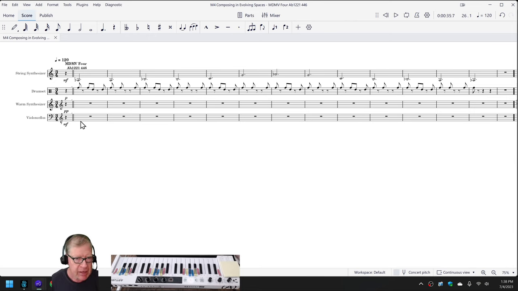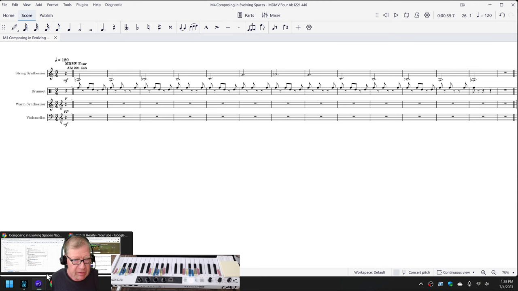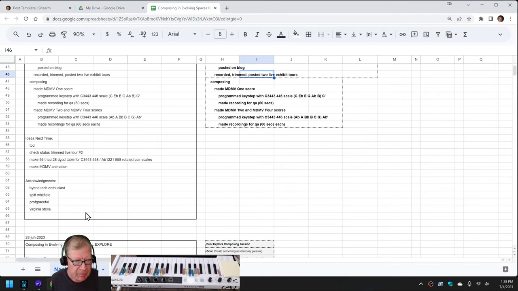We also ended up changing the ranges and the instrumentation, but we are very pleased with both of these. So our ideas for next time, well, we have a bunch of ideas for next time. Among other things, we could make an animation of those two compositions.